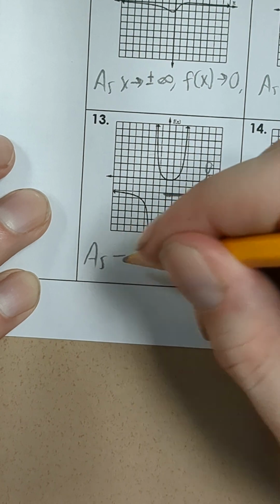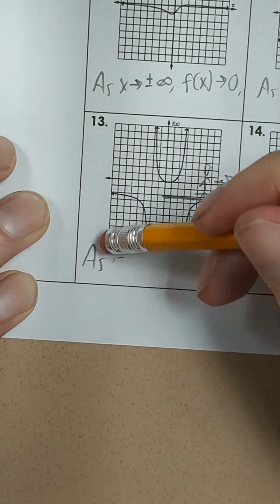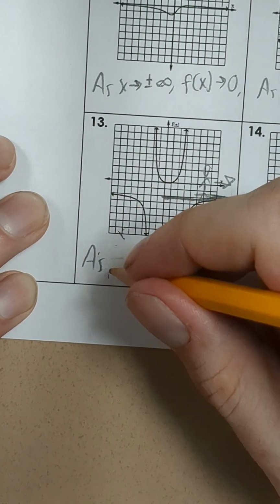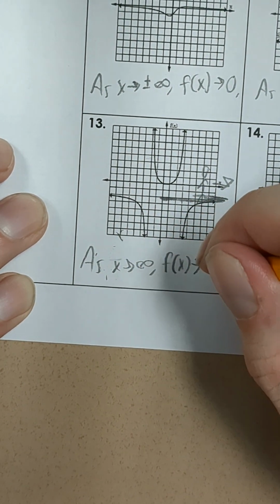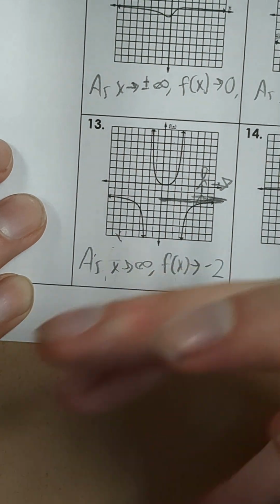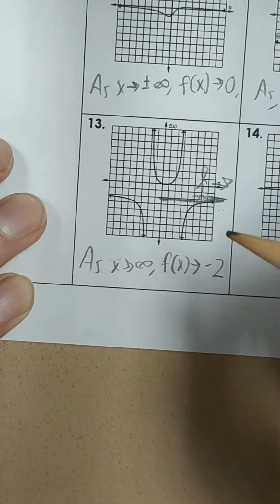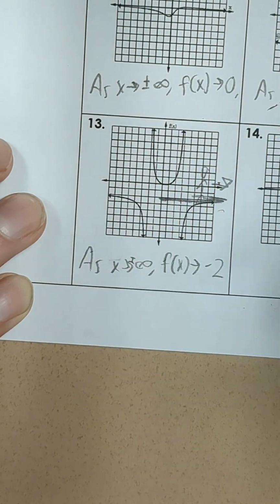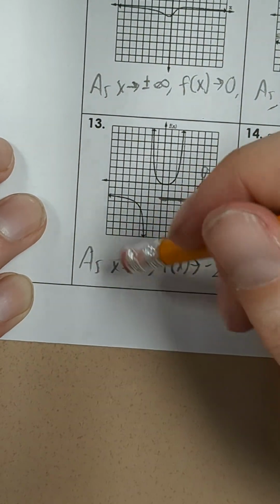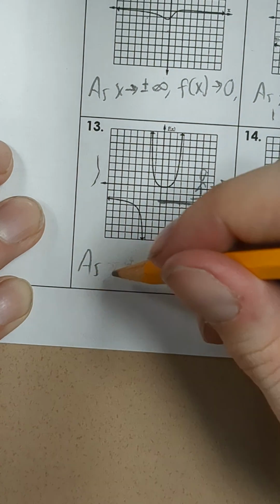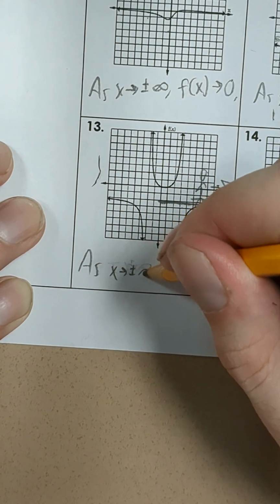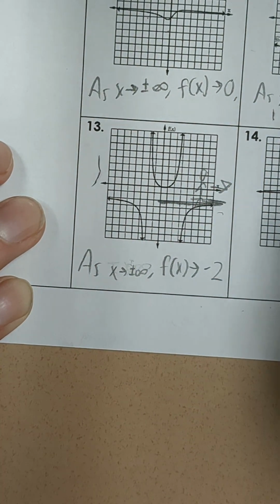So as x goes to infinity, f of x goes to -2. Again, because that's where we level out. Same thing on the other side. So I'll just add a plus or minus right there. As x goes to plus or minus infinity. Let's make that neater so that we can actually see it. X goes to plus or minus infinity. F of x goes to -2.